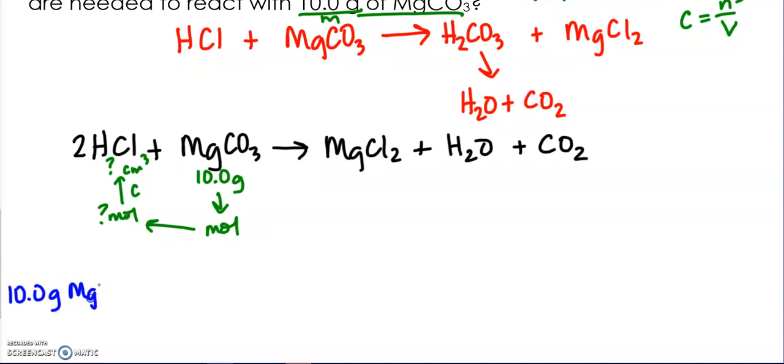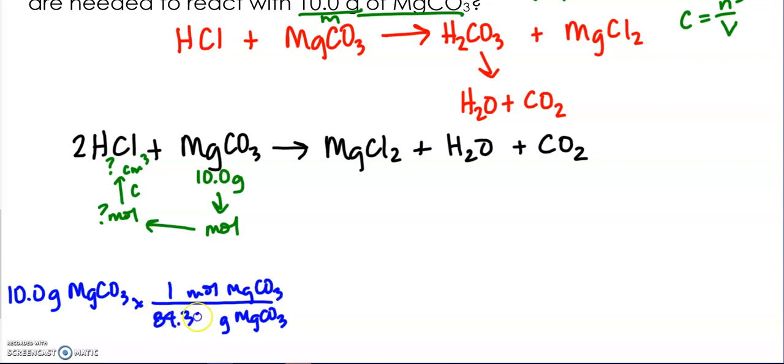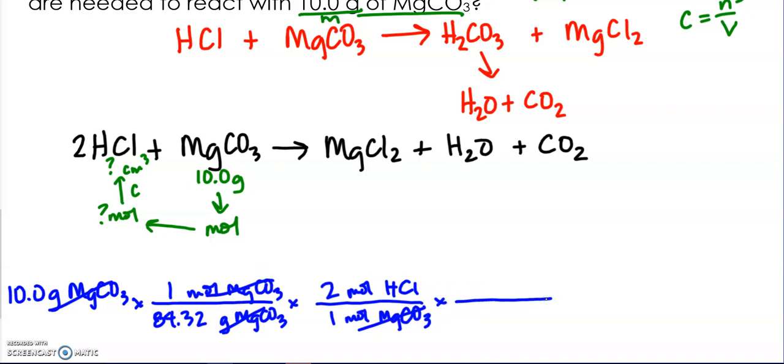All right, so I have 10.0 grams of magnesium carbonate. Okay, first step, convert it to moles. So grams, I'll need to divide out per 1 mole. And I do this molar mass work from the periodic table, add it all up, I get 84.32. Okay, so grams of magnesium carbonate have divided out. All right, so now let's convert moles. So there's 1 mole of magnesium carbonate for every 2 moles of HCl. So now those have divided out, and I've converted to moles of HCl.